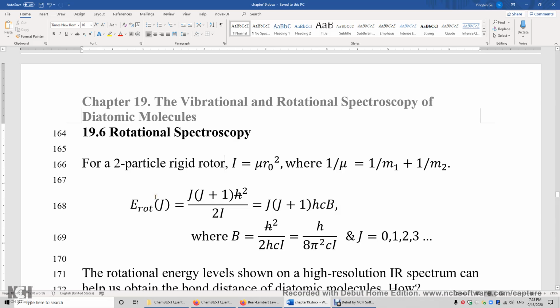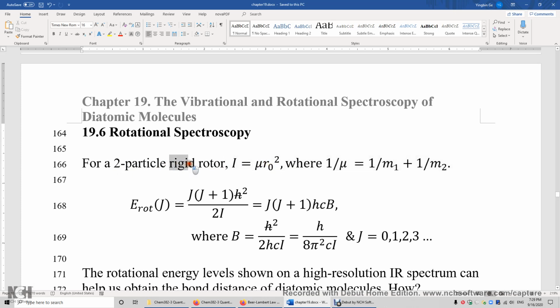Section 19.6 Rotational Spectroscopy. For a two-particle rigid rotor, I equals mu r naught squared. I is the moment of inertia. Mu is the reduced mass. 1 over mu is equal to 1 over m1 plus 1 over m2. r naught is the distance between the two particles. We use r naught instead of r to emphasize that r naught is a constant.